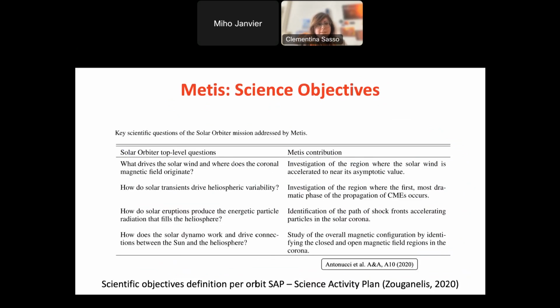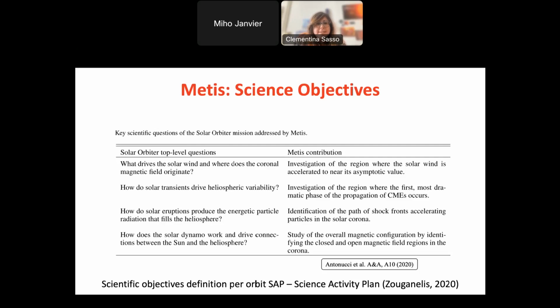Here are listed the Solar Orbiter top-level questions on the left. They regard in particular the solar wind, so understanding the solar wind and the transients, and then the particles: how do solar eruptions produce the energetic particles, and then the connection between the Sun and the heliosphere. And on the right you have, for each Solar Orbiter question, how Metis can contribute to answering it.